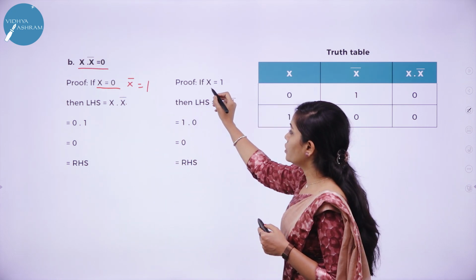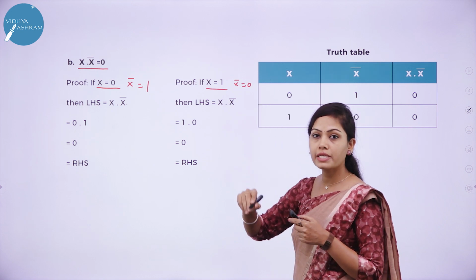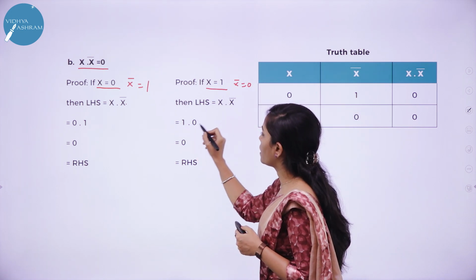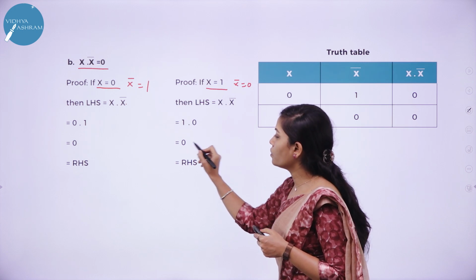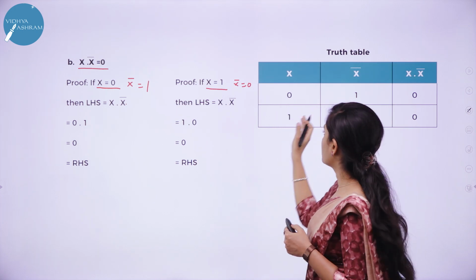If x is equal to 1, x bar is equal to 0. Substitute the value of x and x bar. x is equal to 1 and x bar is equal to 0. 1 into 0 is equal to 0. That is your RHS value. And this is a truth table.